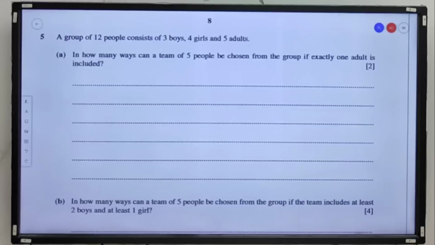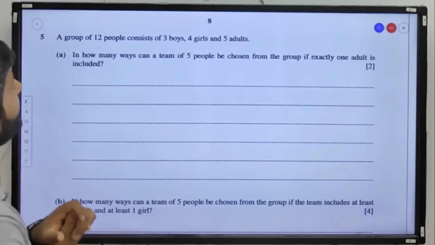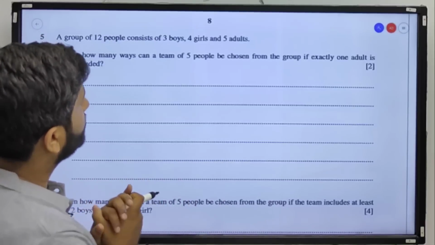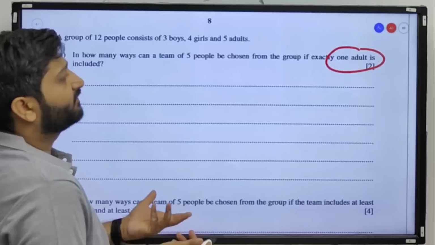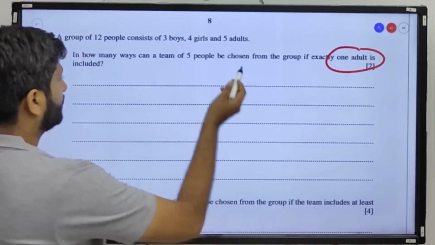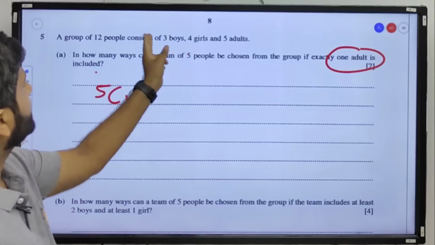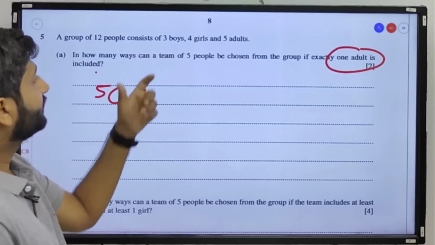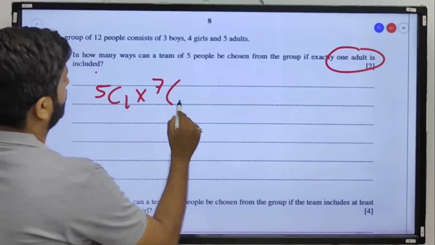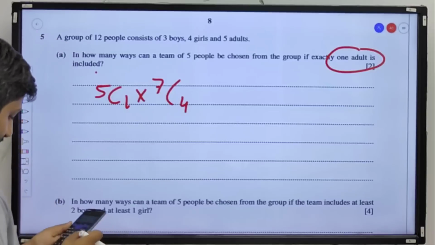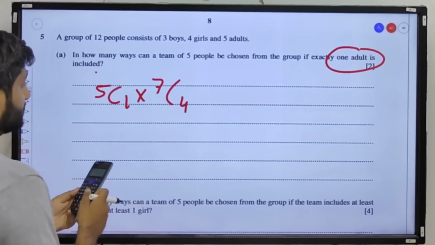A group of 12 people consists of 3 boys, 4 girls and 5 adults. In how many ways can a team of 5 people be chosen from the group if exactly 1 adult is included? So we have to include only 1 adult. Out of 5 adults, only 1 will be included, and out of the remaining 7 people, which is made up of 4 girls and 3 boys, I am supposed to select 4. So 7C4 into 5, which is 175.